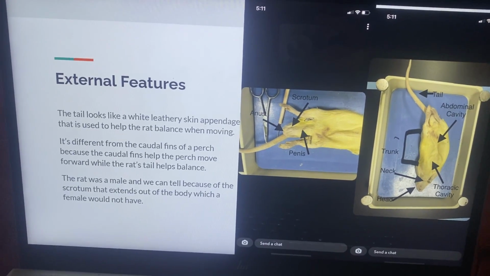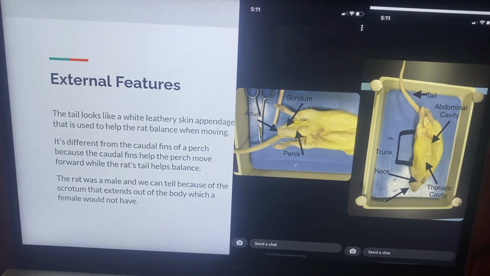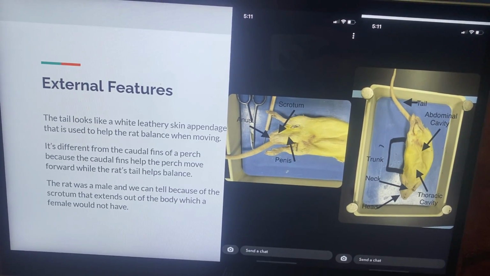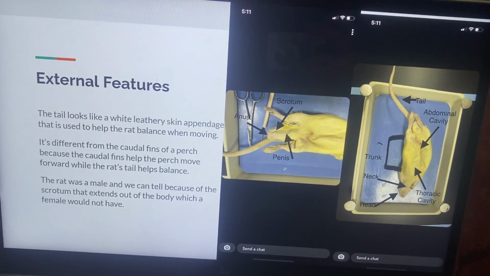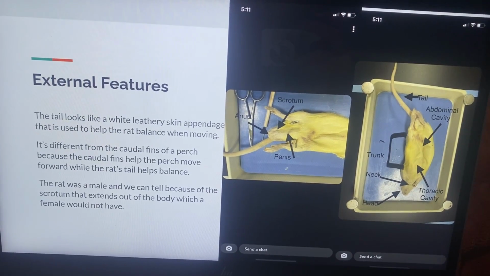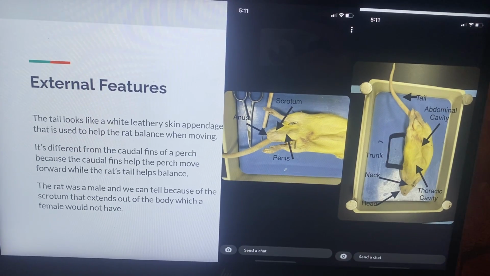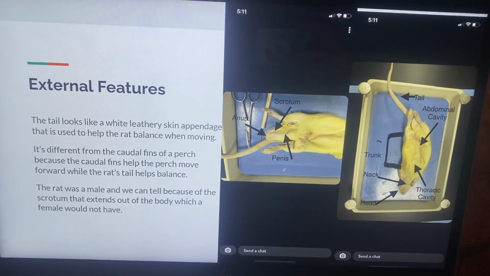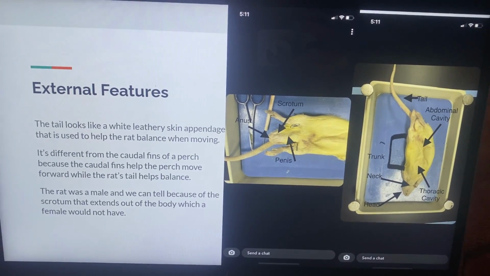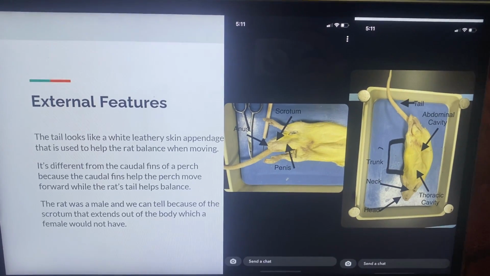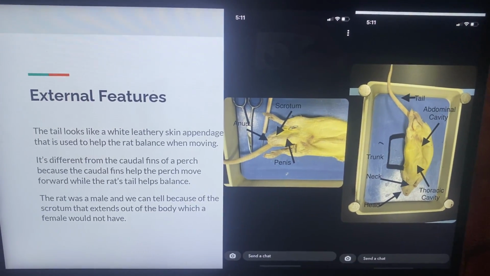It's different from the caudal fins of a perch because the caudal fins of a perch help the perch move forward while the rat's tail helps with balance. And then from what we can tell of the rat, it is a male, and we can tell because of the scrotum that extends out from the body, which a female would not have. It would just be a flatter part of the body.